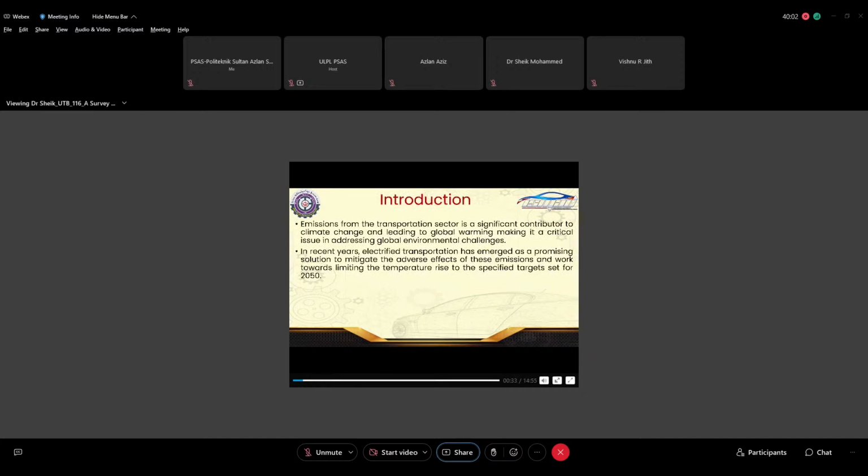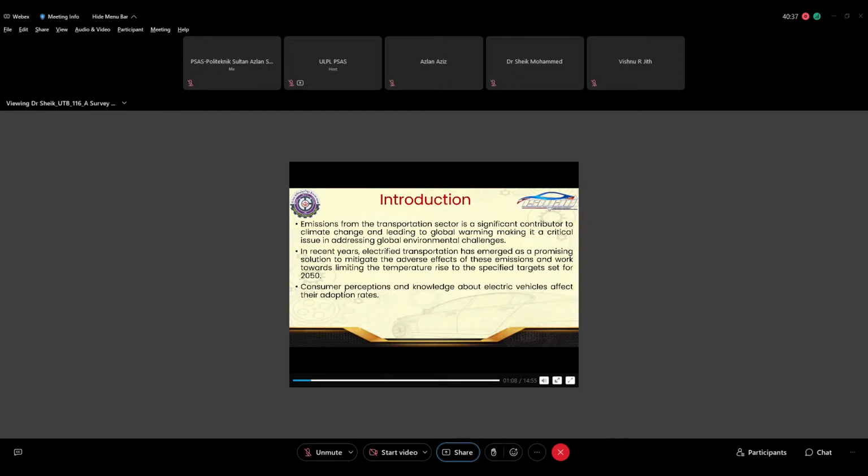Emissions from the transportation sector are a significant contributor to climate change, which leads to global warming, making it a critical issue in addressing global environmental challenges. In recent years, electrified transportation has emerged as a promising solution to mitigate the effect of these emissions and to work towards limiting the temperature rise to a specified target set for 2050.